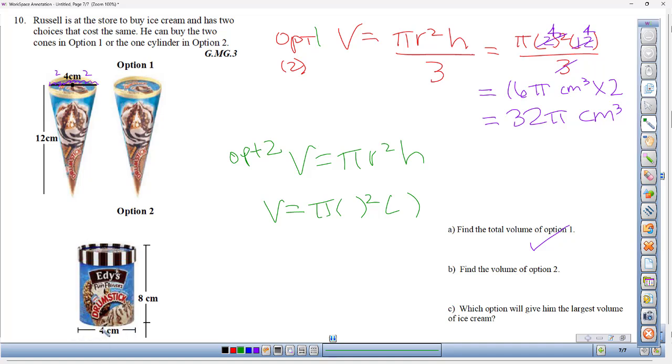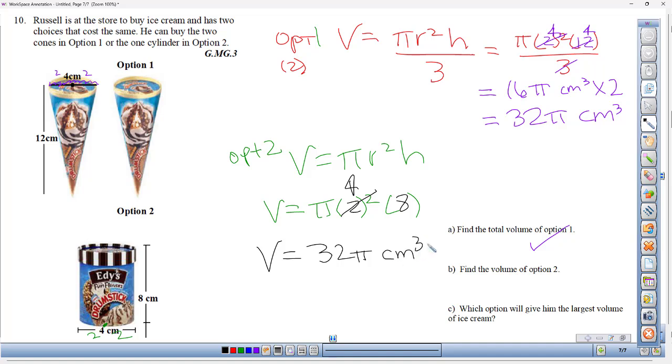Oh, there it is again. Do you notice they gave us a diameter? Watch out for that. Don't put in 4. If it's 4, then half is 2, right? So that would be 2 squared, and my height is 8. 2 squared, that's 4. 4 times 8 is 32 pi centimeters cubed.